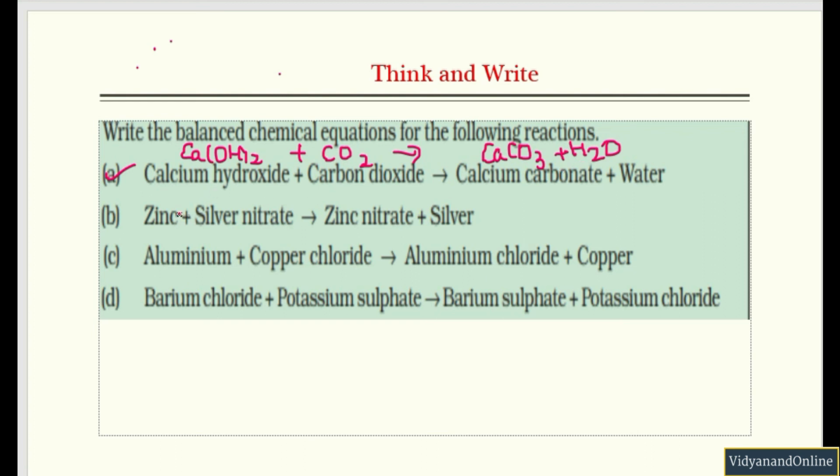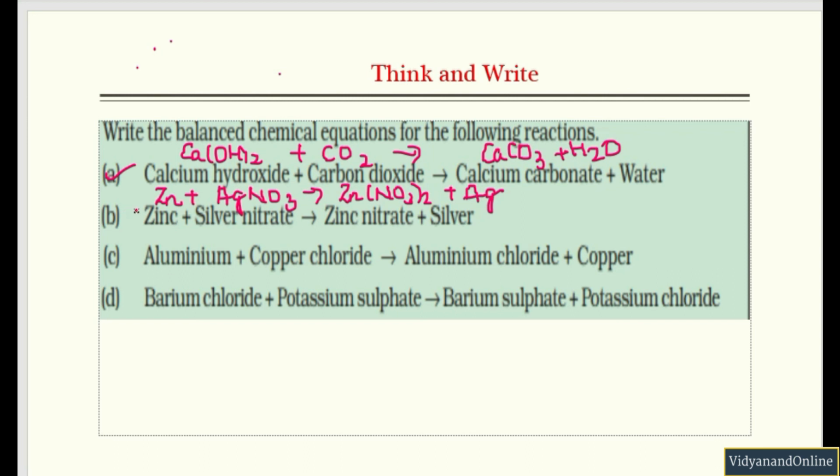Okay. Now the next, zinc plus silver nitrate. So silver is Ag plus 1 and NO3 minus 1. So the formula comes out to be AgNO3 along with zinc nitrate. So zinc is plus 2 and nitrate NO3 is minus 1. So the formula comes out to be ZnNO3 whole twice along with silver, Ag.